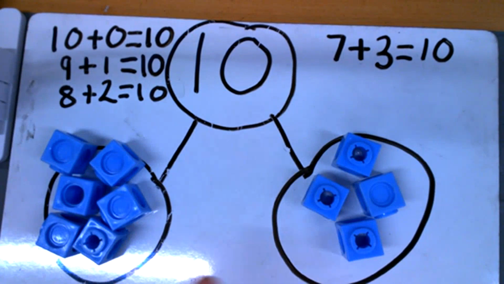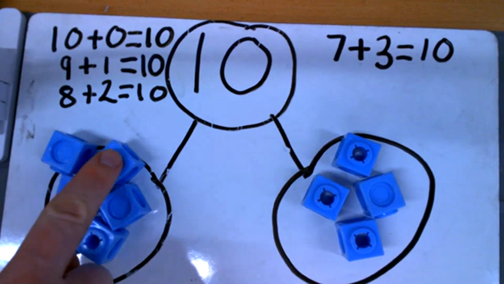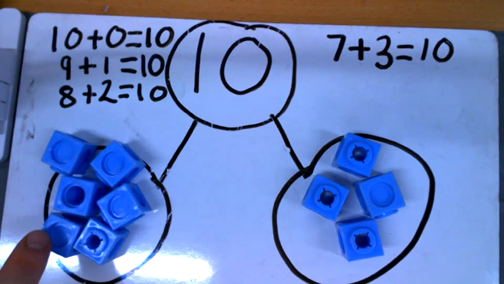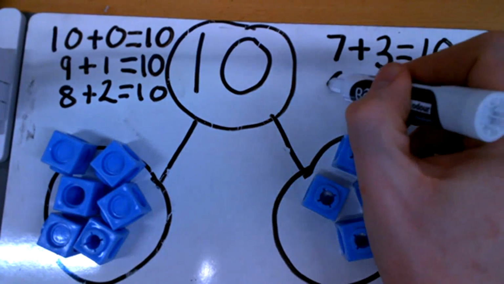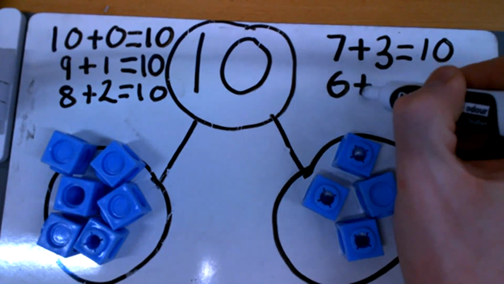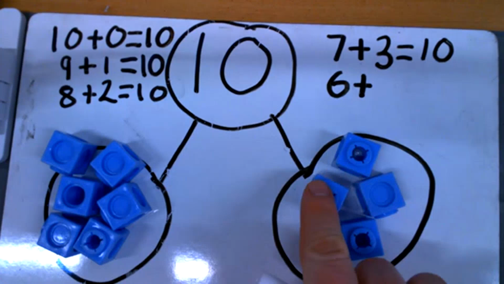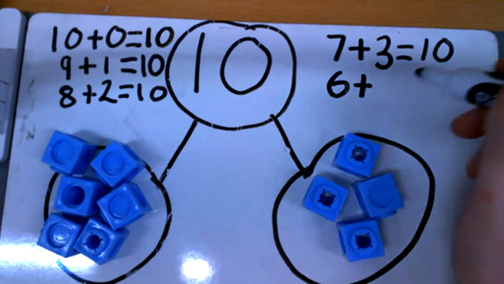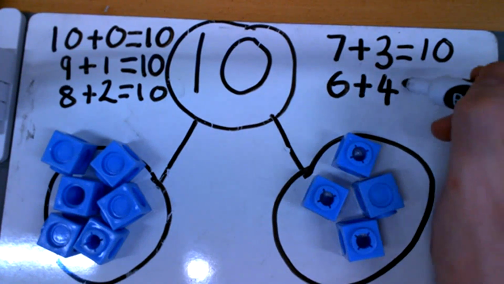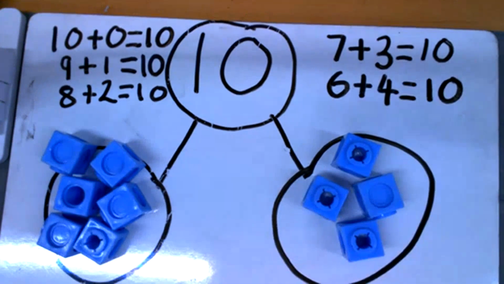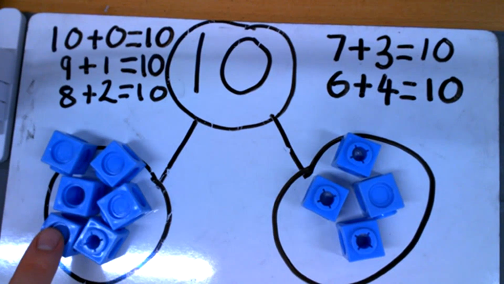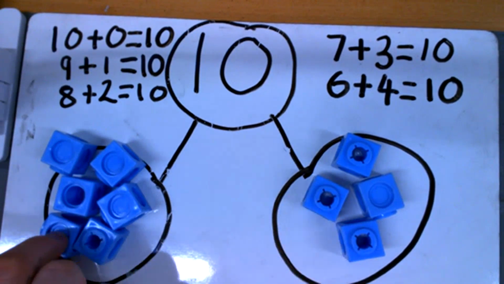So I've moved 1 cube from this part into this part. Let's go again. Ready? 1, 2, 3, 4, 5, 6. 6 over here. Plus 1, 2, 3, 4. 6 plus 4 equals 10. I'm going to show you one more example. I'm going to move a cube from this part over to this part. Let's go.